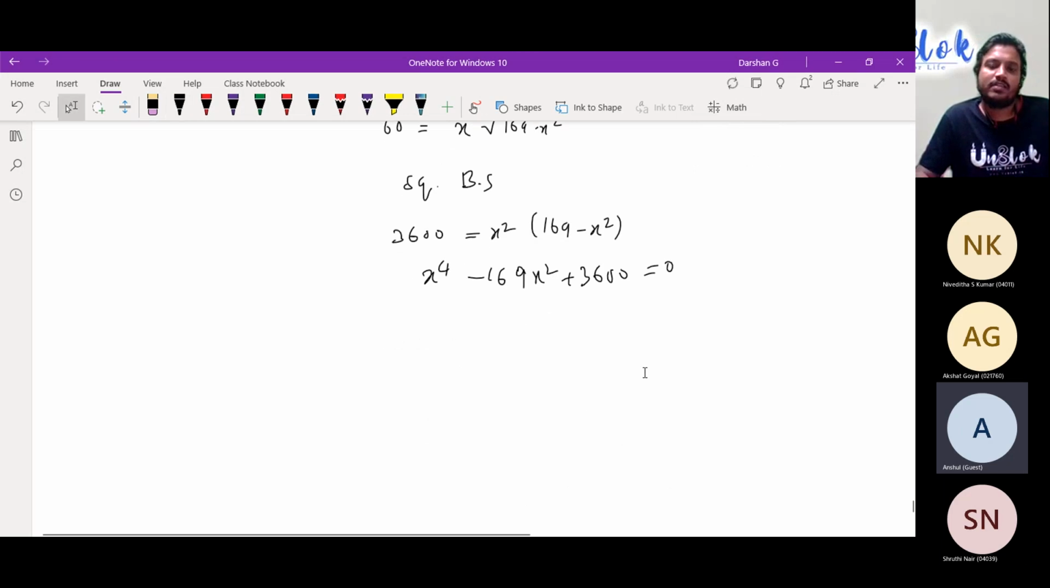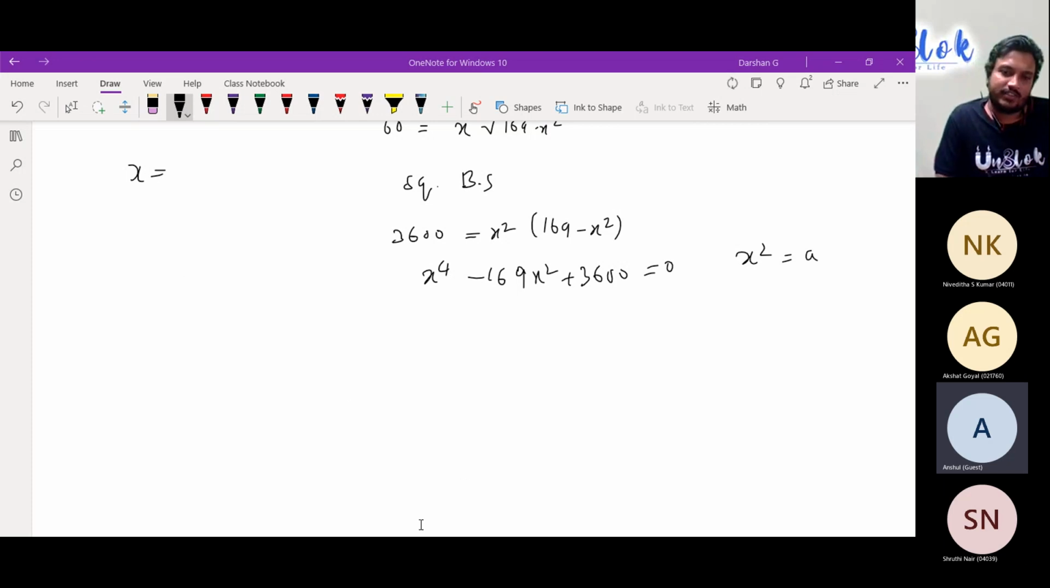Splitting the middle term method, or you can also tell x square is equals to a, and then find for x square, and then again find for x. Come on, waiting for the answer. What is the value of x? There are many other methods also. You can try that method as well. Find for x. There are 2 answers for x. Let me wait.